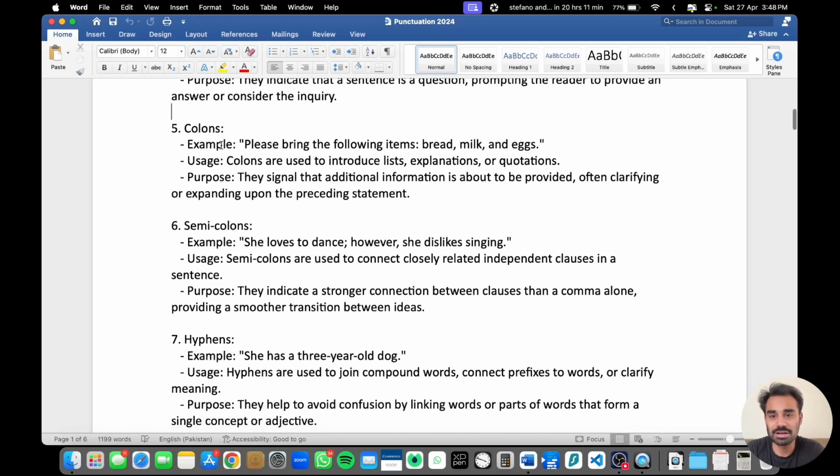Okay, so let's come to colon. Colon and semicolon. Now, do not confuse it with the semicolon. Colon is different, right? So it says over here: please bring the following items: bread, milk, and eggs. The colons are used to introduce lists, explanations or quotations. Purpose: they signal that additional information is about to be provided, often clarifying or expanding upon the previous statement, right?